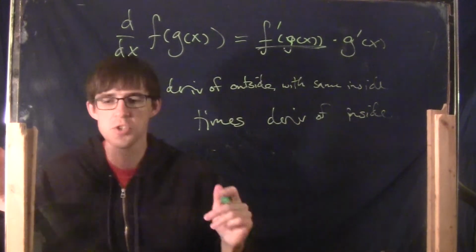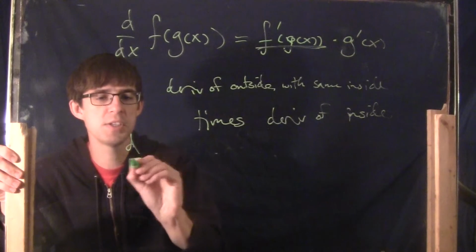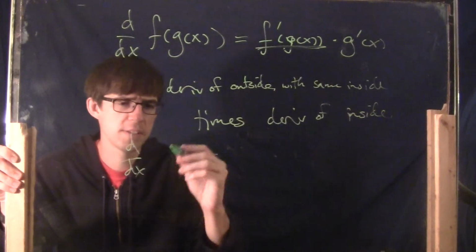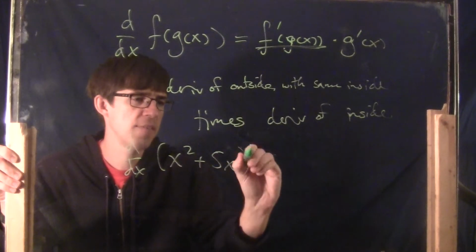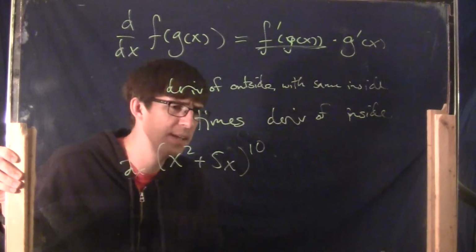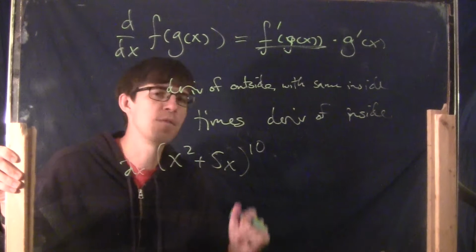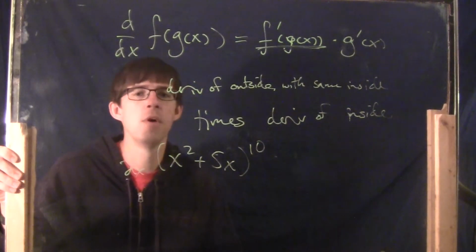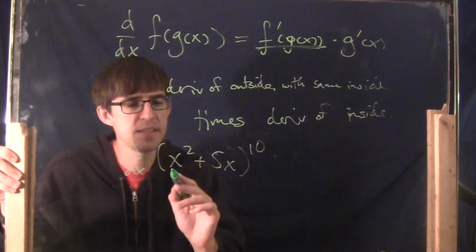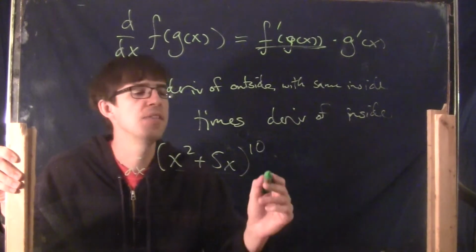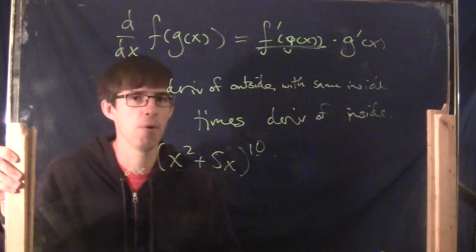All right? Let's just try an example. How about that one I just said before? Actually, I forgot what I said. This is similar, I guess. x squared plus 5x to the 10. Is that exactly what I said? I don't know. How do we do this? First, you got to decide for yourself, what is the inside and what is the outside? Well, I wrote it down before. The inside is this thing, x squared plus 5x. The outside is the 10th power, all right?